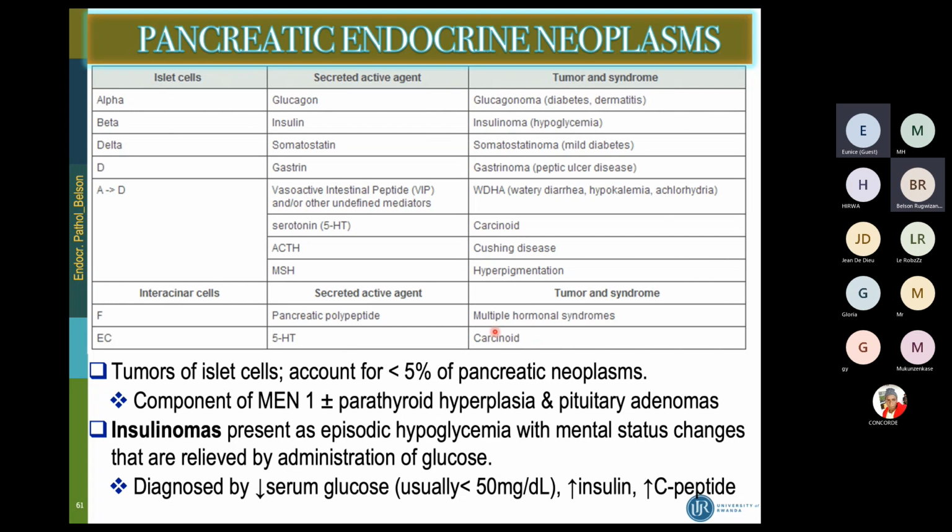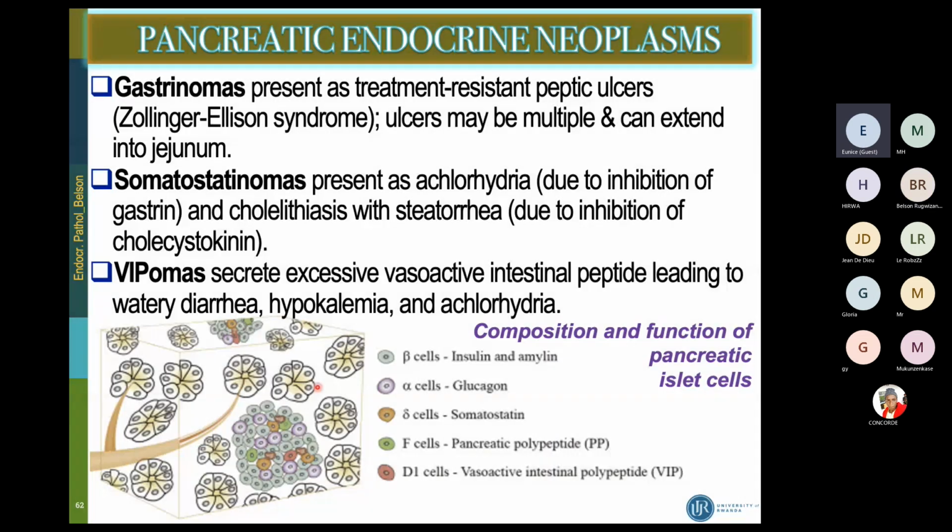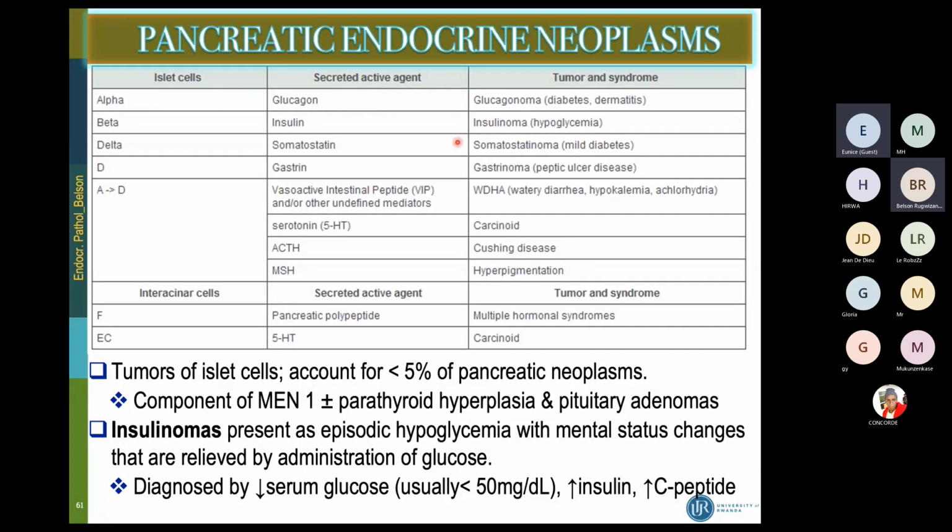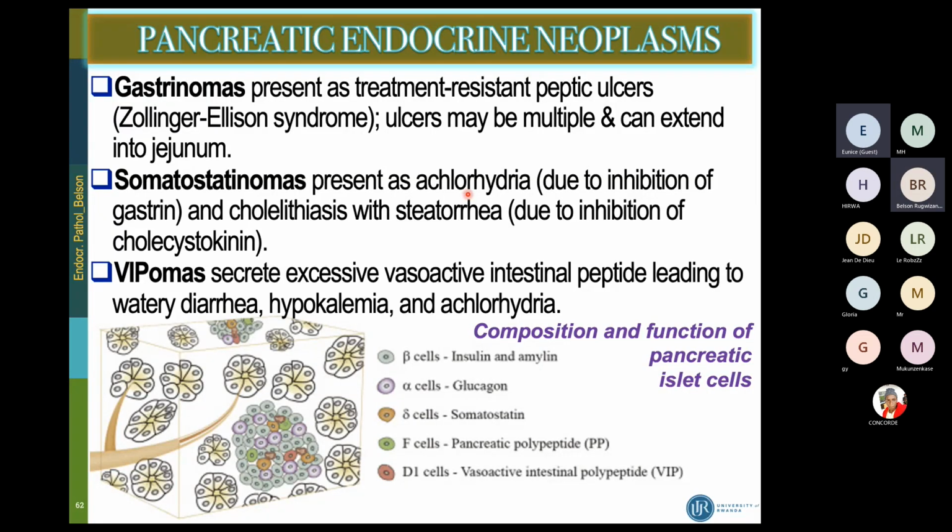Insulinomas present as episodic hypoglycemia with mental status problems, and so on. When you give them glucose, their clinical condition improves. Insulinoma can be diagnosed with decreased serum glucose, increased insulin, and so on. Then gastrinoma, we are just talking about these tumors we saw here. After insulinoma, gastrinomas present as treatment-resistant peptic ulcers.